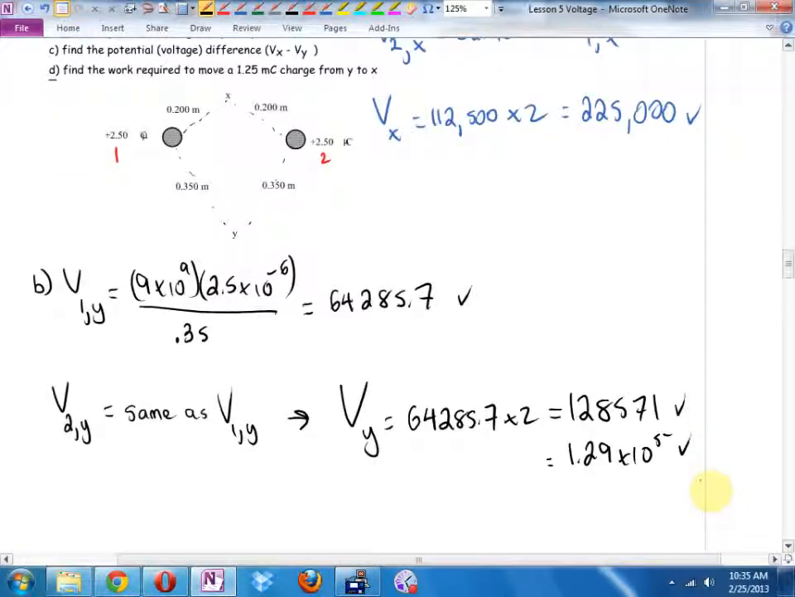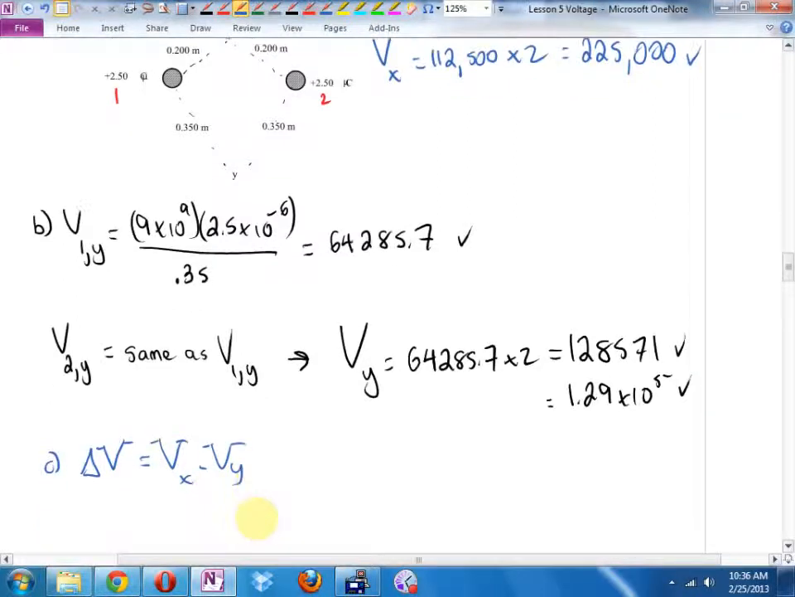Oh, C says find the potential difference, the change in. Okay. That's going to be Vx minus Vy. Double check, is that final minus initial? Yeah, when I look at part D, it says to move from Y to X. So Y is initial and X is final. So I am going final minus initial.